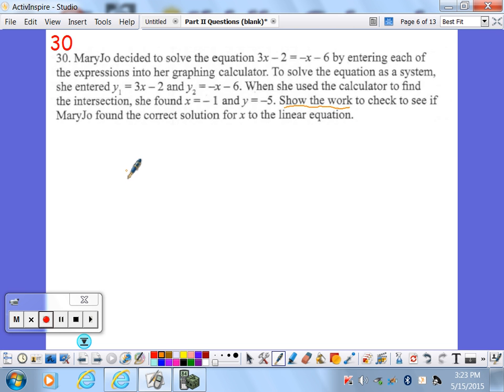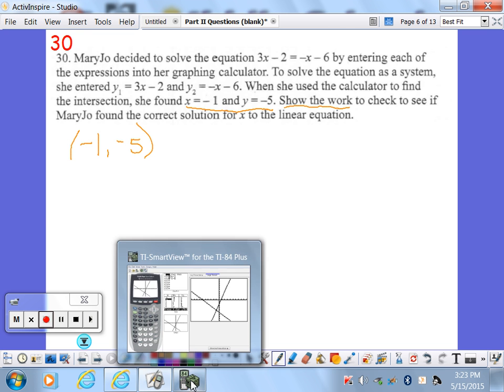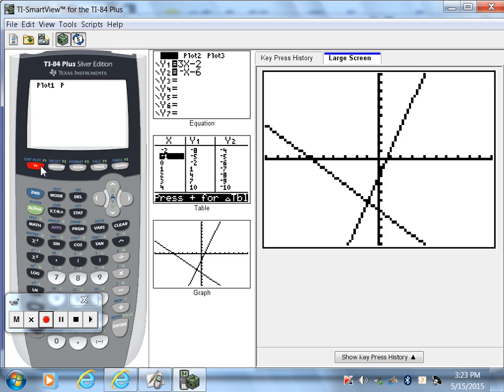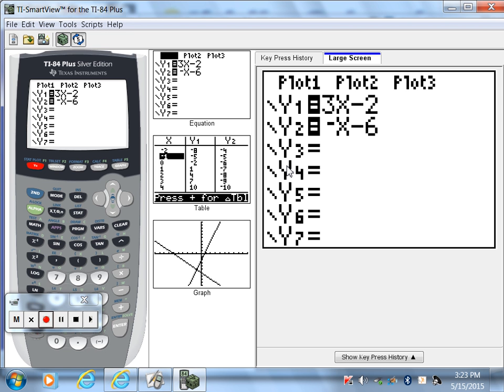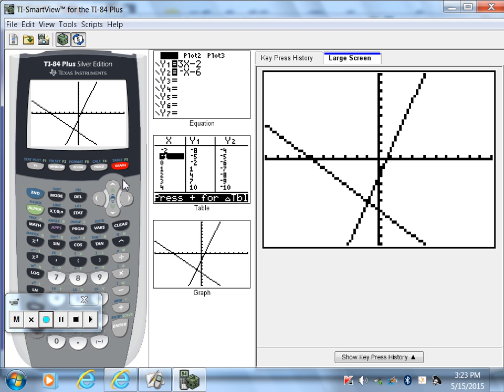So right now you should be thinking of systems, and if you graphed this, it should be two lines and they should most likely intersect somewhere. So Mary has stated, by listing these values, that she found the intersection point to be negative 1, negative 5. What I would do if I were you is go to your graphing calculator and enter those functions just like Mary Jo did into y1 and y2. I would then go to my graph to see, is negative 1, negative 5 really the intersection?